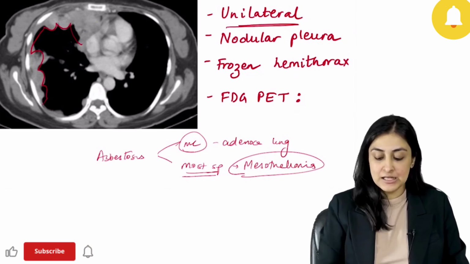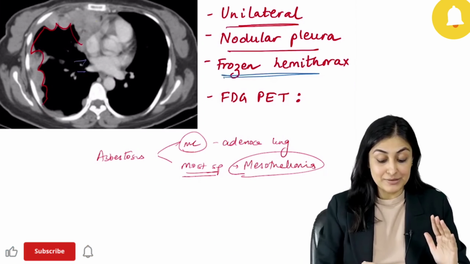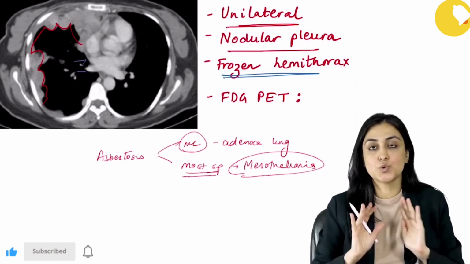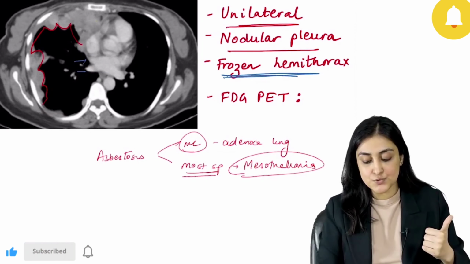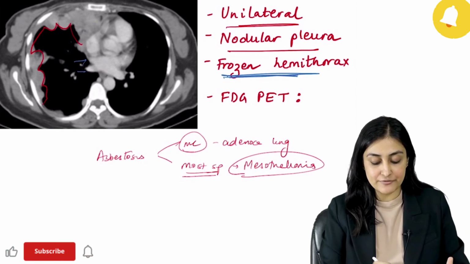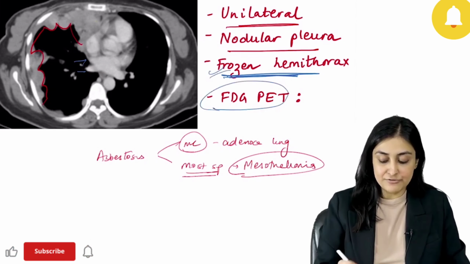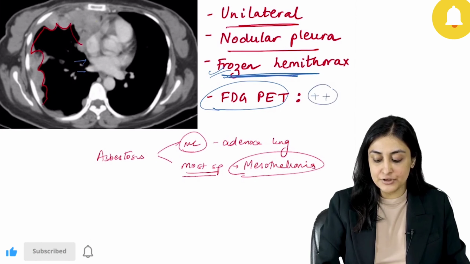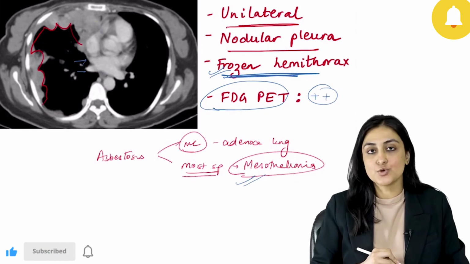So a unilateral nodular pleura with a frozen hemithorax. Normally, when we would have pleural thickening, it would cause the mediastinum to be contralaterally shifted. But here, there is no mediastinal shift, which is referred to as a frozen hemithorax. And remember, when we do an FDG PET, this is going to be avid. This is going to show uptake on PET. So these are the features of mesothelioma.